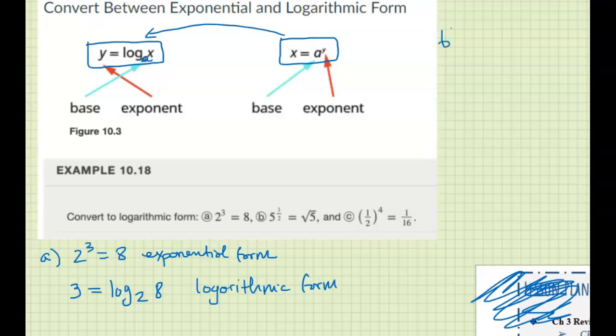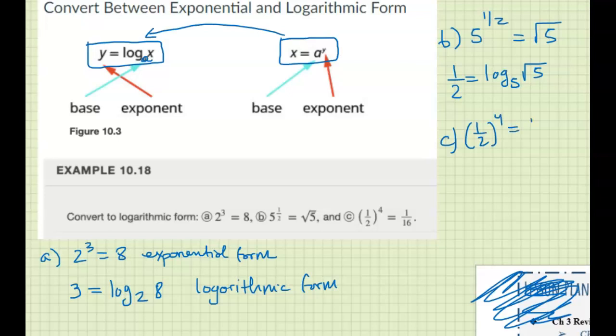Alright, let's look at part B. We have 5 to the 1/2 equals square root of 5. So this is exponential form. In logarithmic form, we're solving for the exponent. So 1/2 equals log base 5 of square root of 5. Alright, let's look at C. 1/2 to the 4 equals 1 over 16. In logarithmic form, we're solving for the exponent, so 4 equals log base 1/2 of 1 over 16.